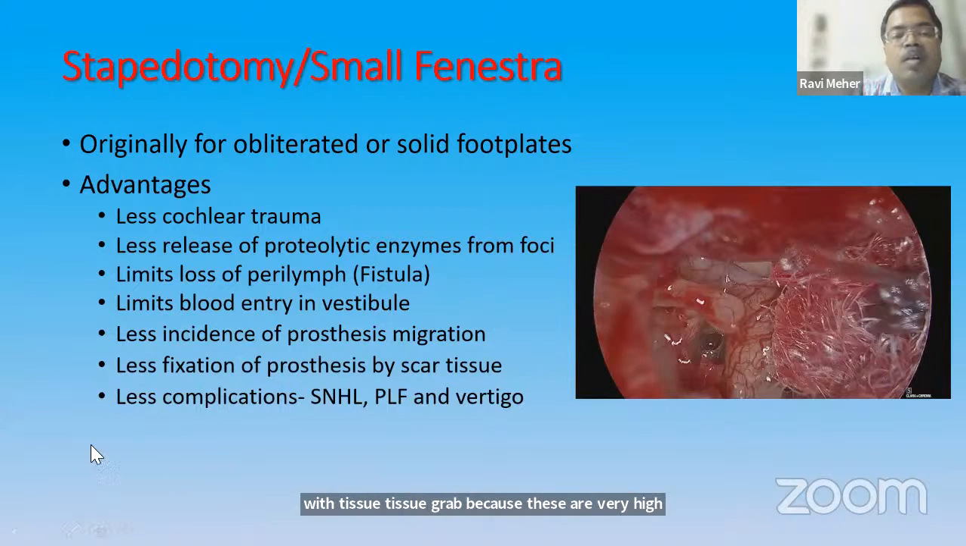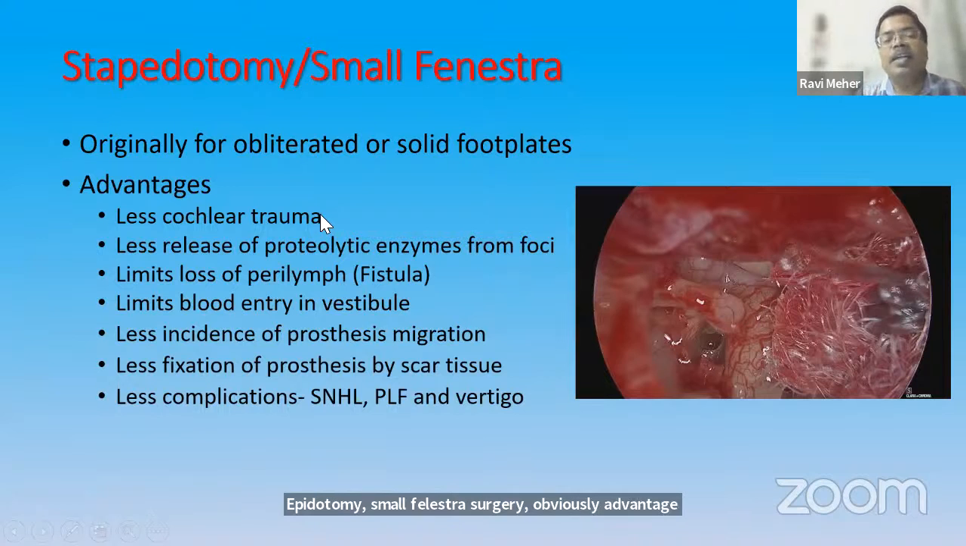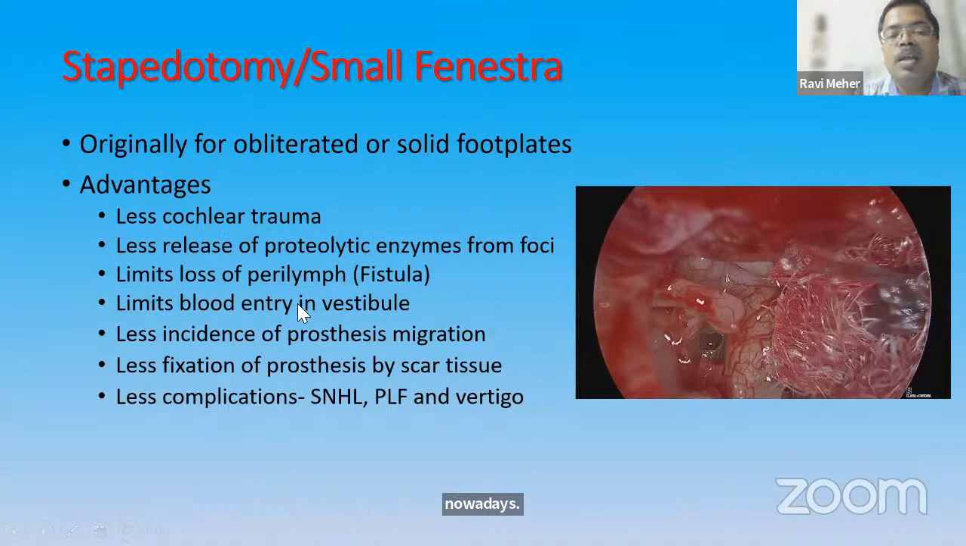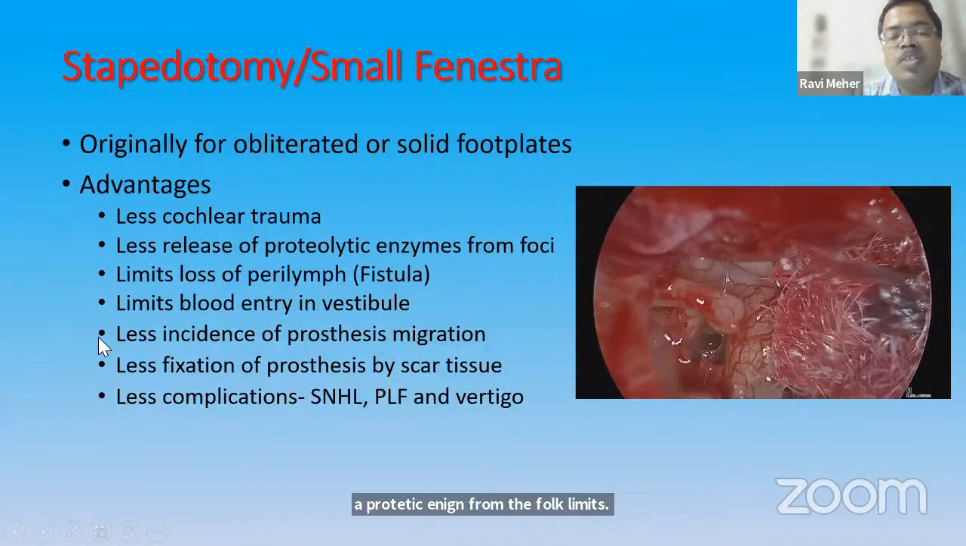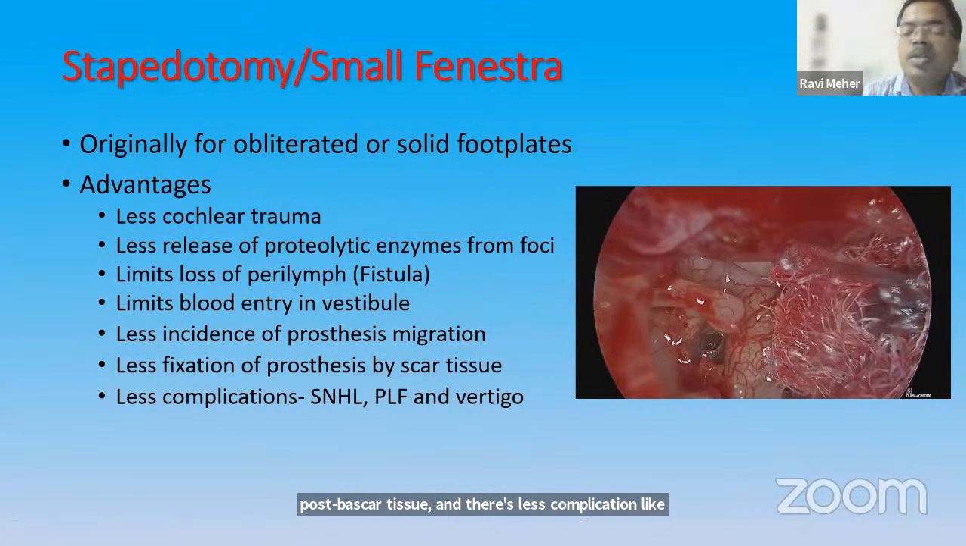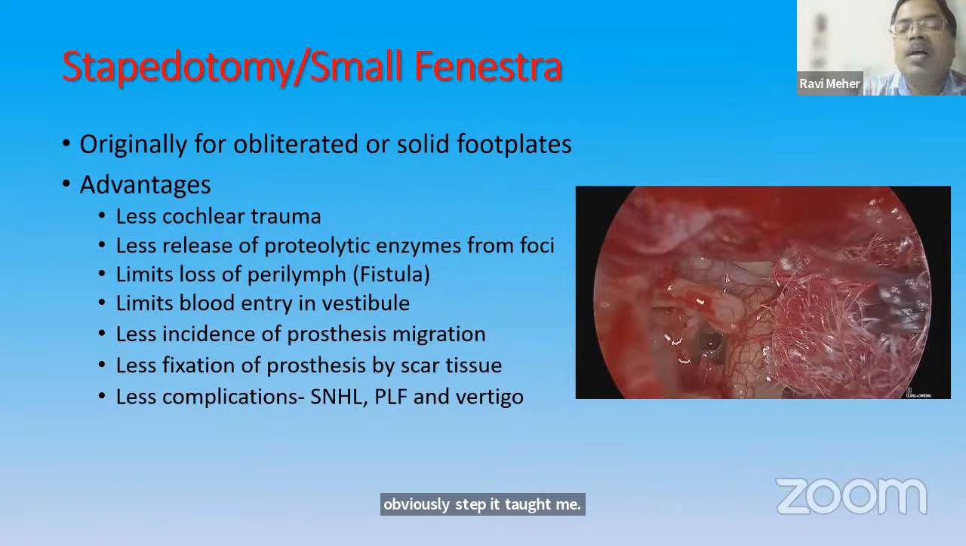Stapedotomy, small fenestra surgery, obviously has advantages. So there's definite advantages of small fenestra surgery, and that is why we are doing stapedotomies nowadays. There's less chance of cochlear trauma, less release of proteolytic enzyme from the foci, limits the loss of perilymph. There's less blood entry into the vestibule, less incidence of prosthesis migration, less fixation of the prosthesis by scar tissue, and there's less complication like sensorineural hearing loss, perilymph fistula, and vertigo. So obviously, stapedotomy is the surgery which should be done at present, and stapedectomy is to be avoided.